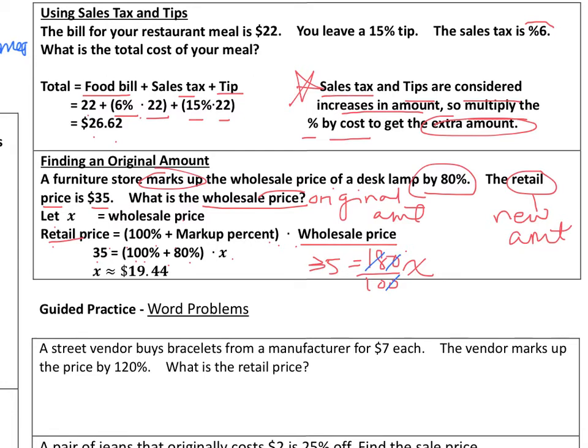If we do the math, 18 divided by 9. Okay, and then we multiply both sides by the reciprocal. And 5 times 35. And you should get 19.44. And we want to round to the nearest cent.